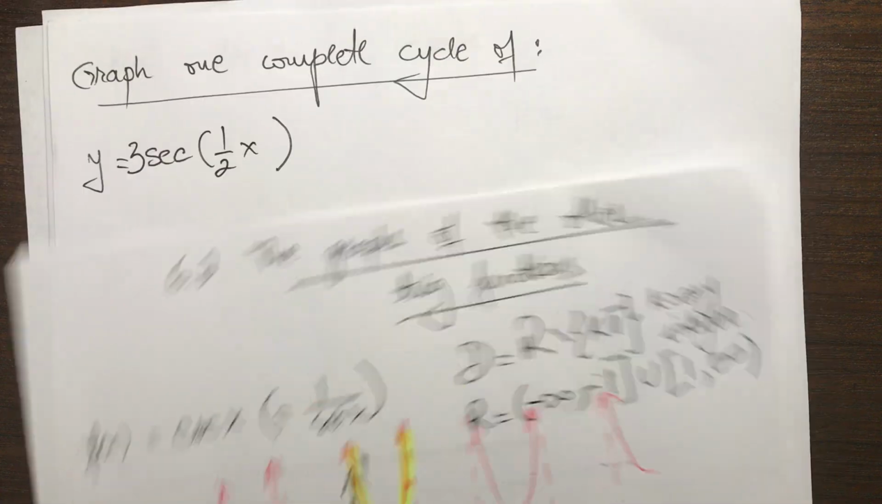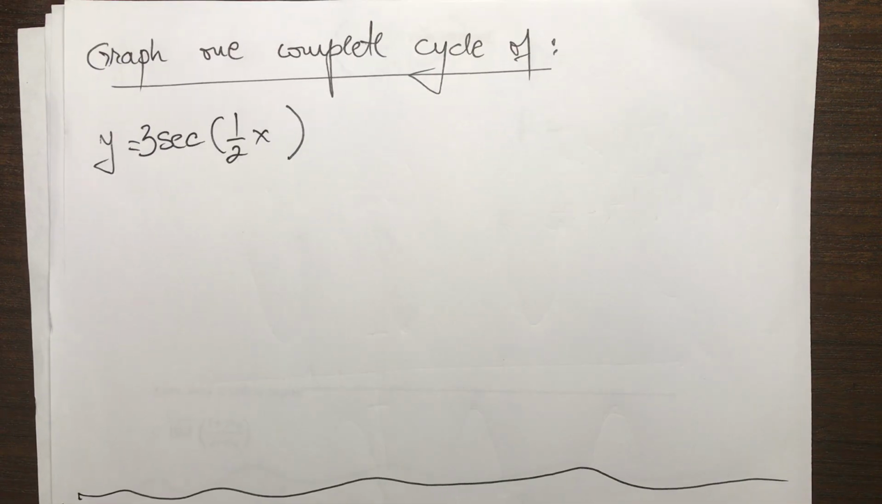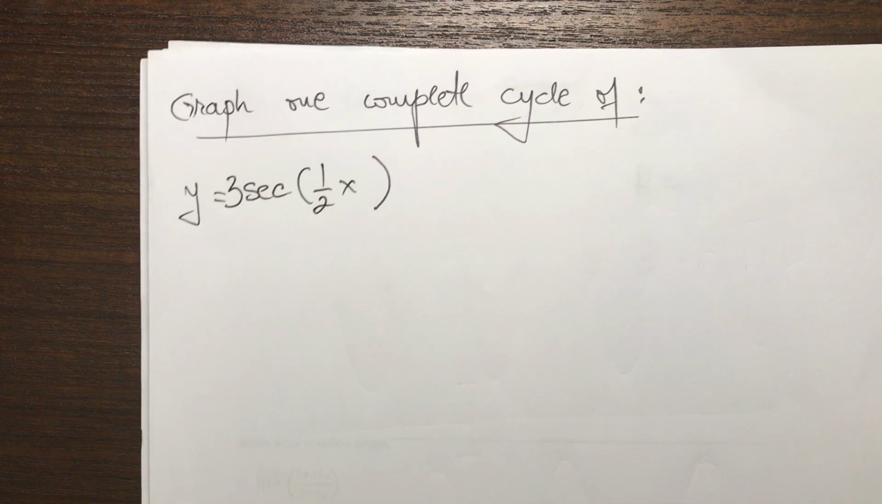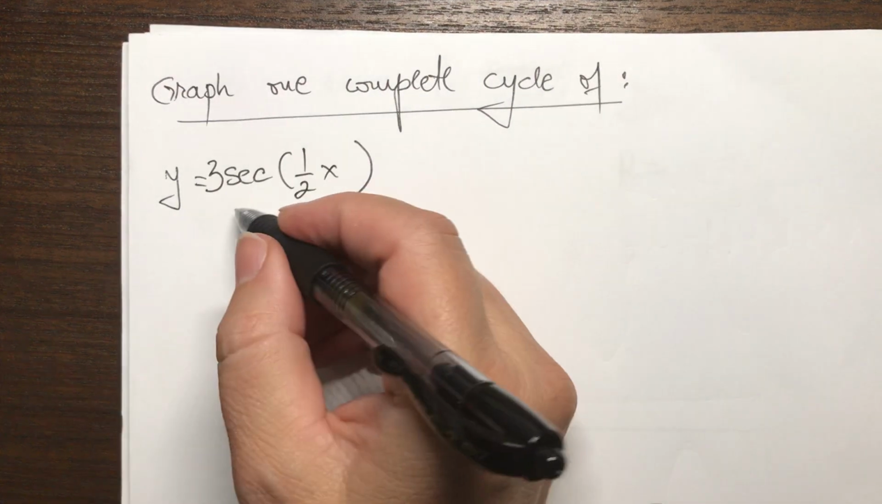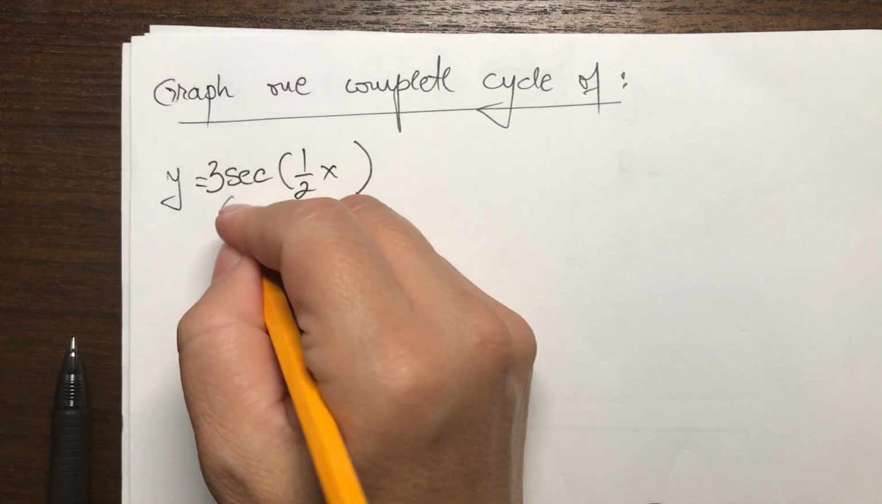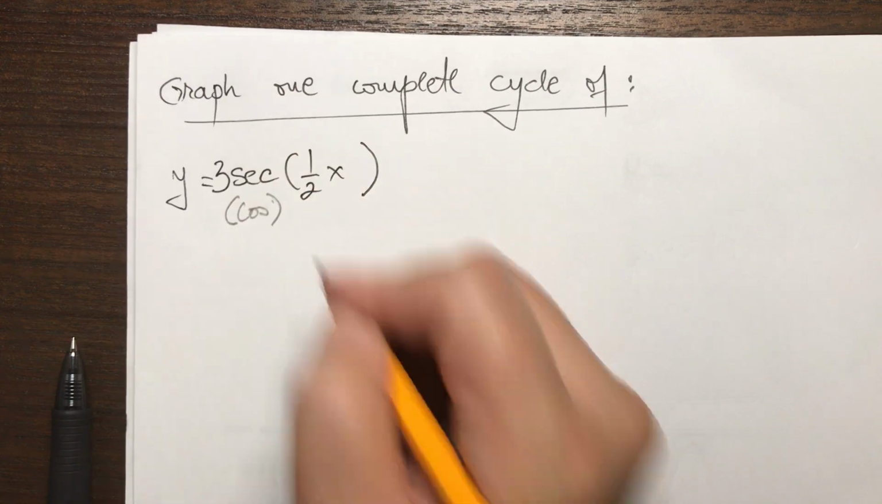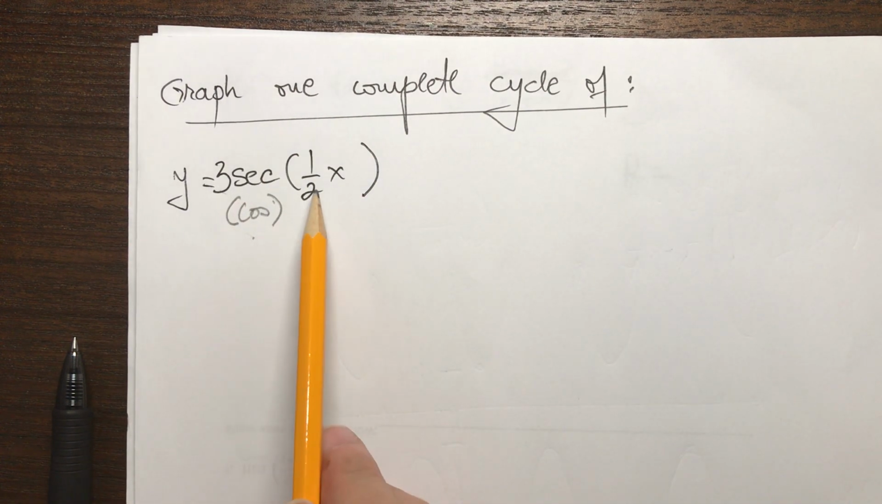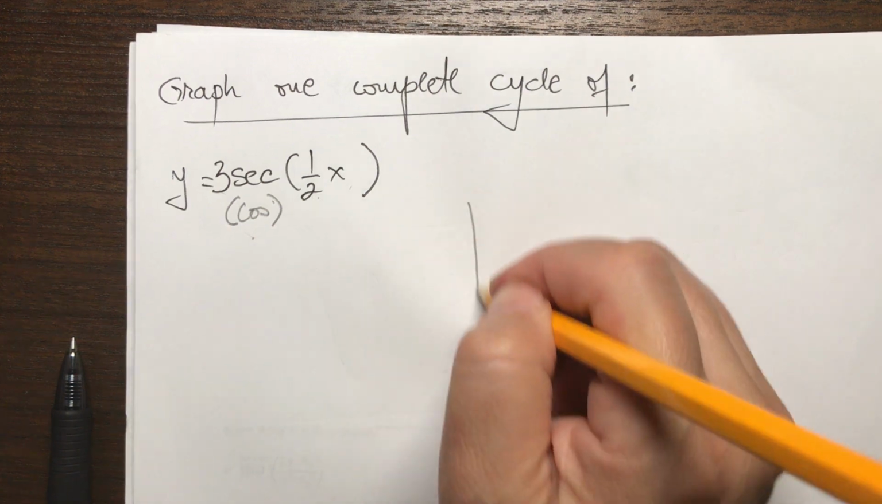All right. So that being said, now let's sketch one complete cycle of 3 secant of 1/2 x. Great. Secant is the reciprocal of what? Cosine, yes? So that's all I want you to draw, a 3 cosine of 1/2 x.